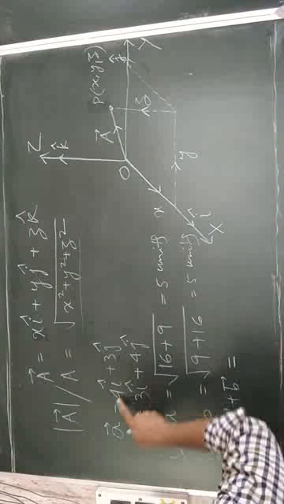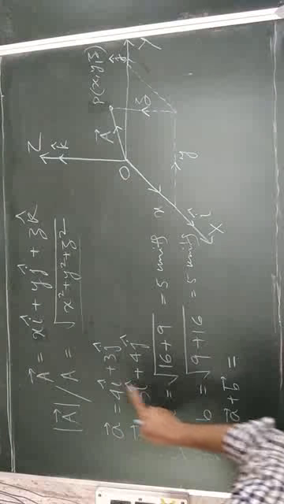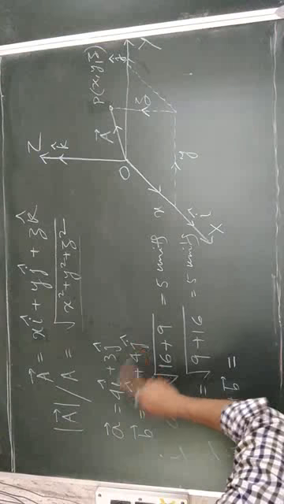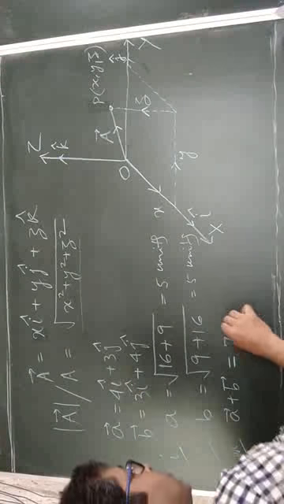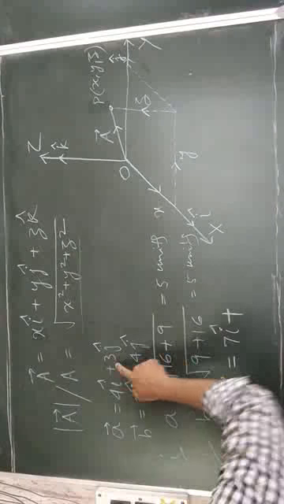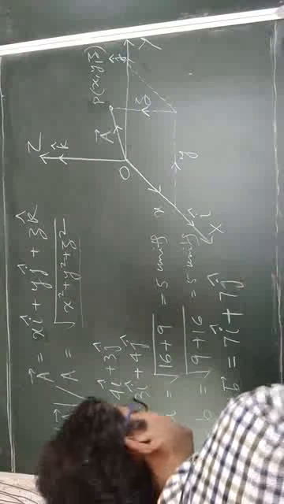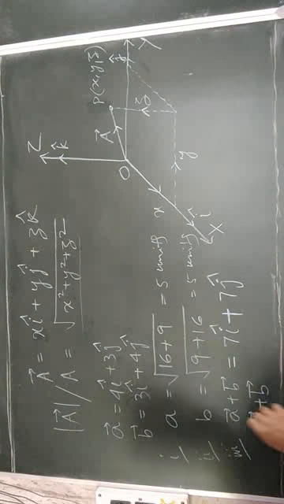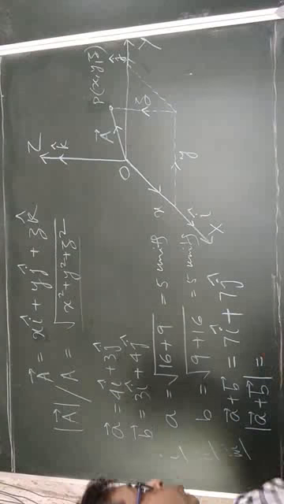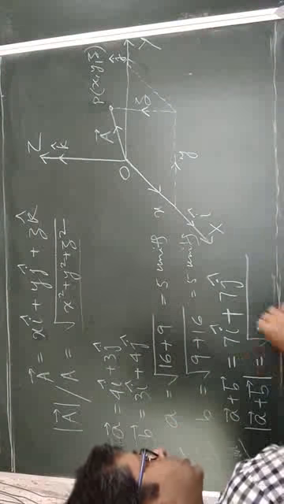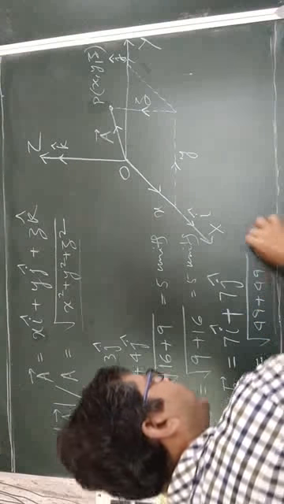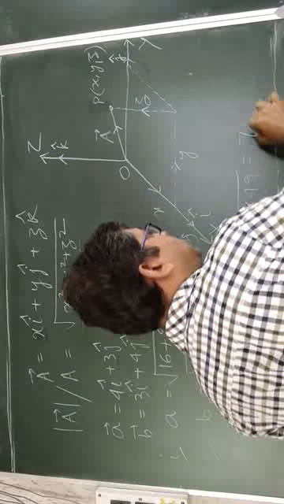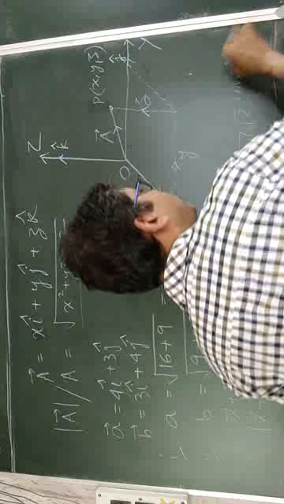A plus B, that means you have to add the similar quantities, i with i, j with j, that means 7i plus 7j. So its magnitude is equal to under root 7 squared plus 7 squared, that means 7 root 2 units.